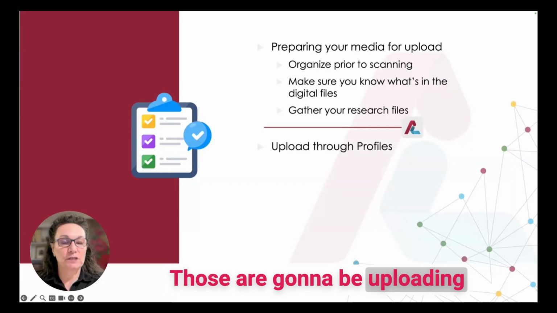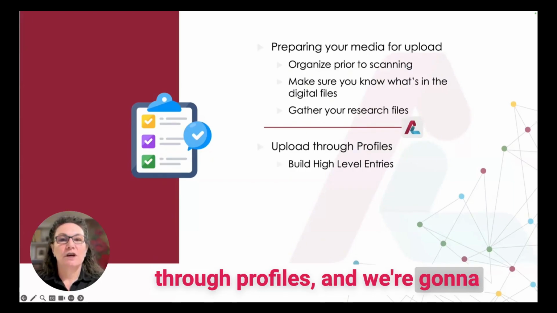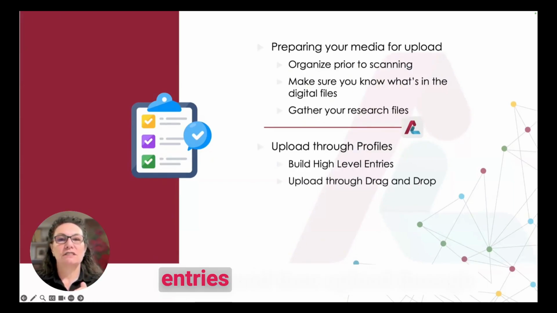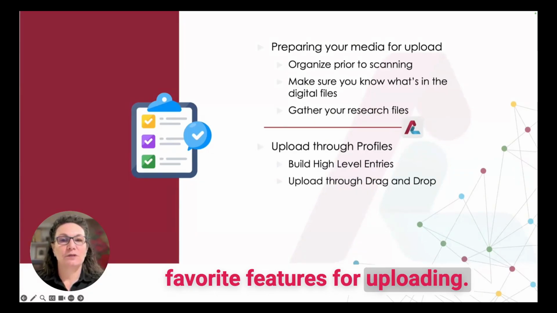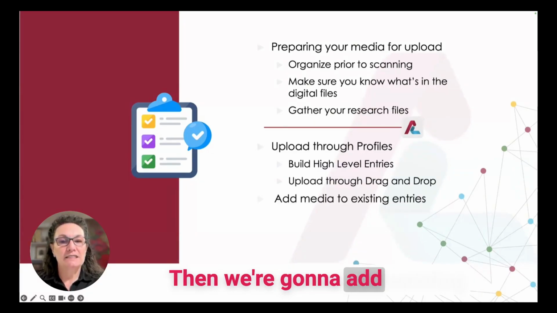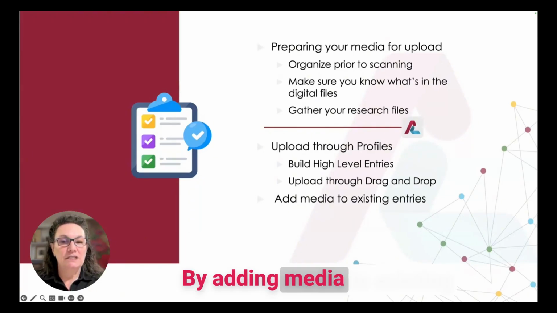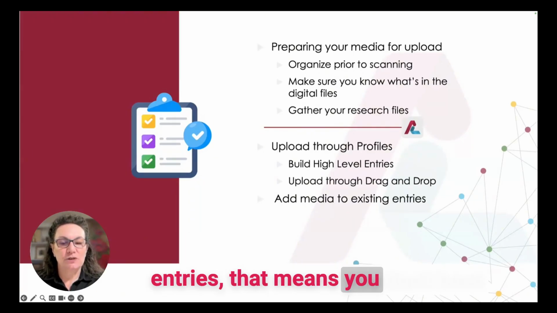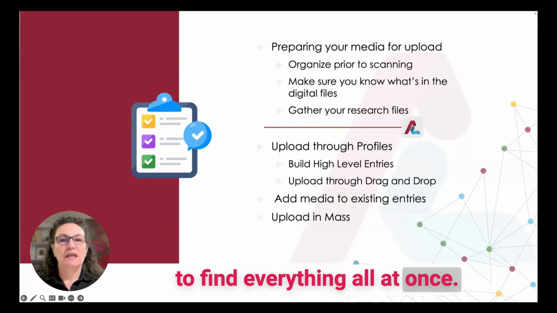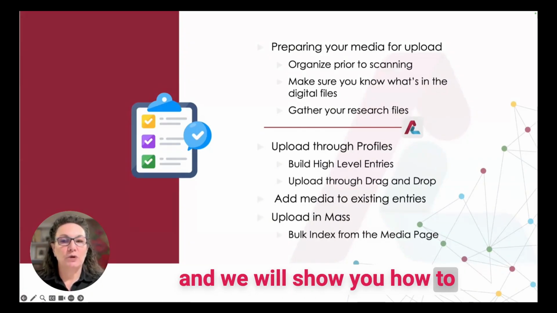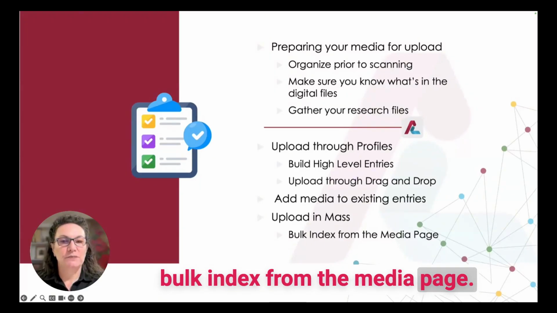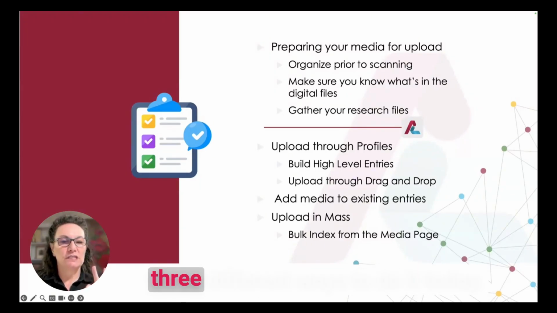Those are going to be uploading through profiles, and we're going to talk about how we build high level entries and then upload through drag and drop, which is one of my favorite features for uploading. Then we're going to add media to existing entries. By adding media to existing entries, that means you don't have to find everything all at once. Then we will do a mass upload and we will show you how to bulk index from the media page. So we're going to basically learn 3 different ways to do it today.